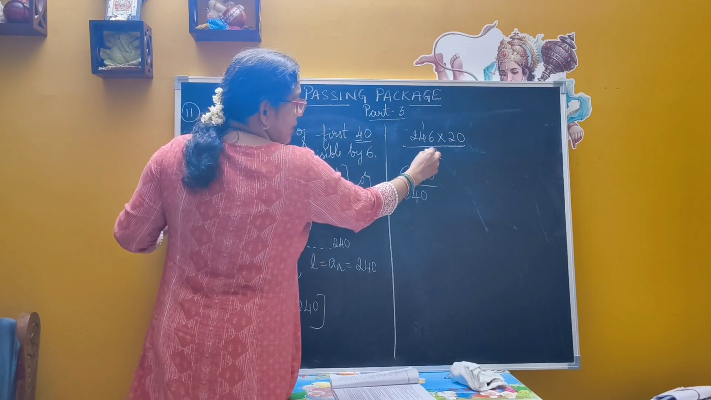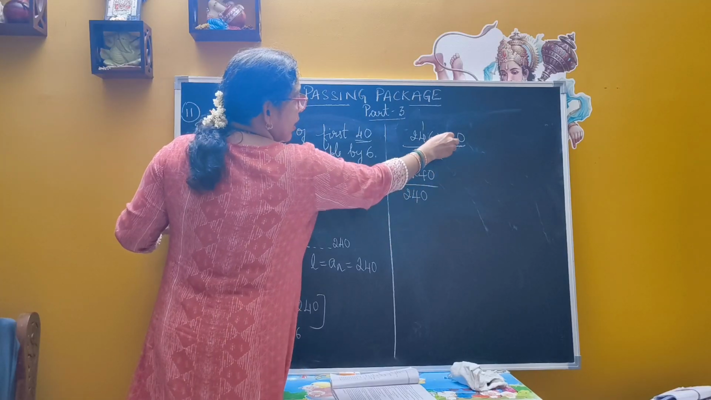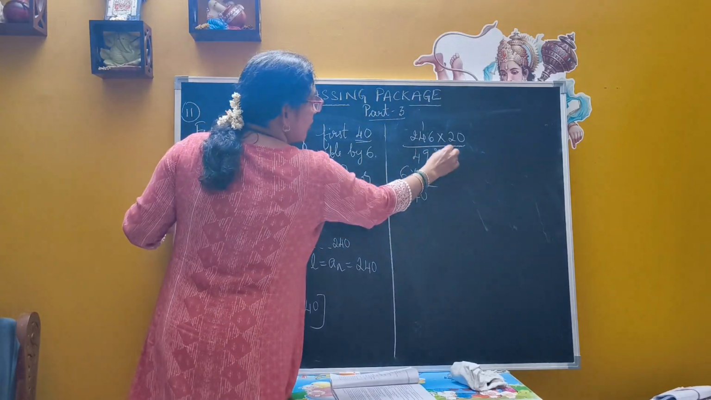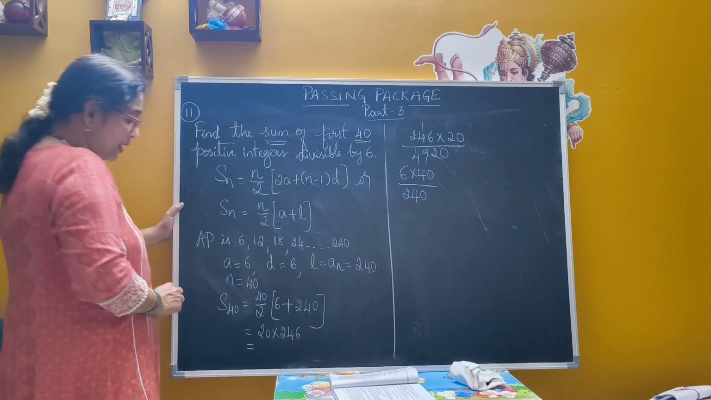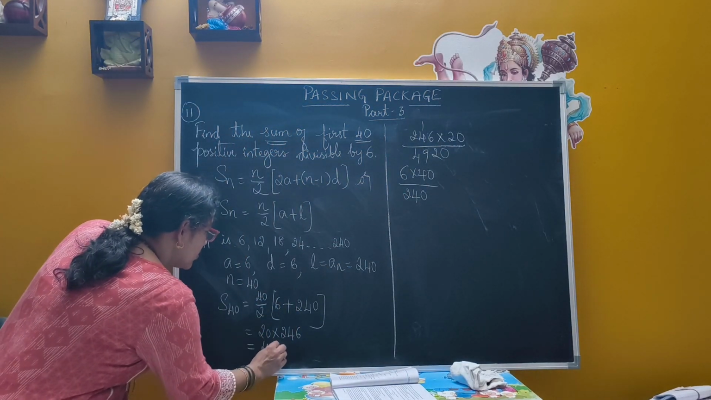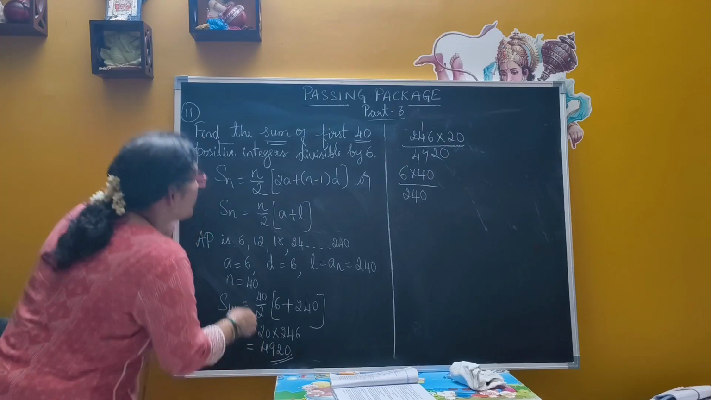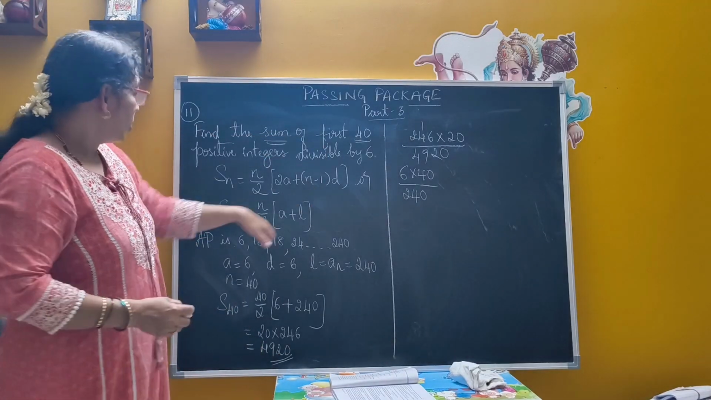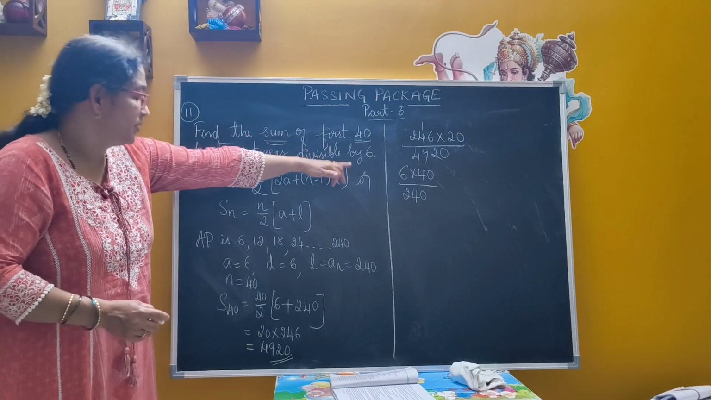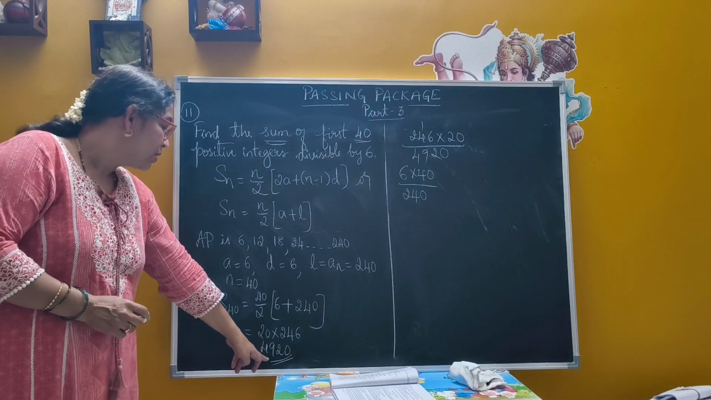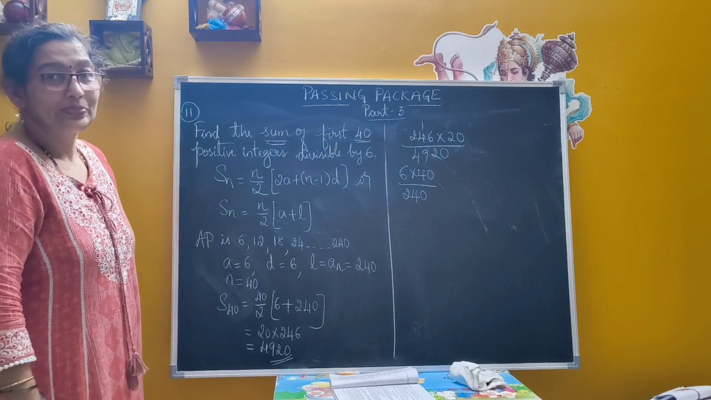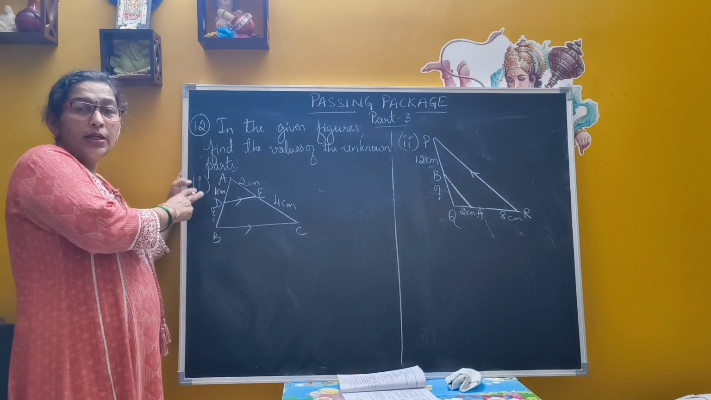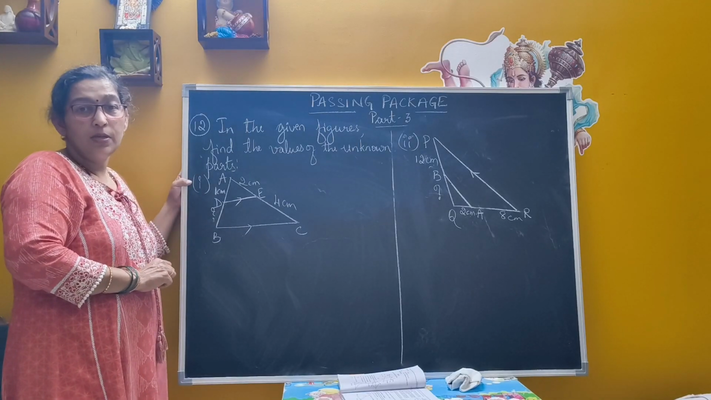Then 2 4s are 8 plus 1, 9. Okay, 2 2s are 4. 4000, and add this 0 here. So 4920. So what is our conclusion? Sum of first 40 positive integers divisible by 6 is equal to how much? 4920. Right conclusion. Okay. Now 12th question is from the chapter triangles or similar triangles.